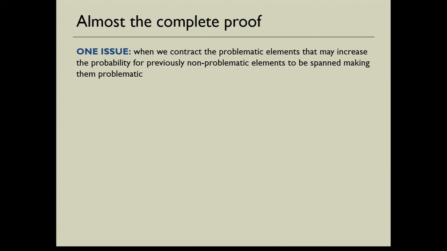When we construct an element, you remember the example I did, right? I had an edge, and then I had the tower, and then I contract this element. That might increase the probability for these guys to be spanned. When I contract the matroid, that might change the probabilities of the elements that I didn't contract. That's an additional difficulty.